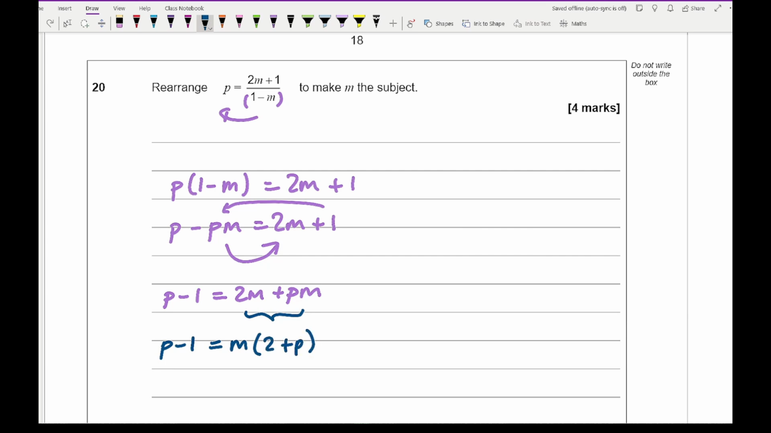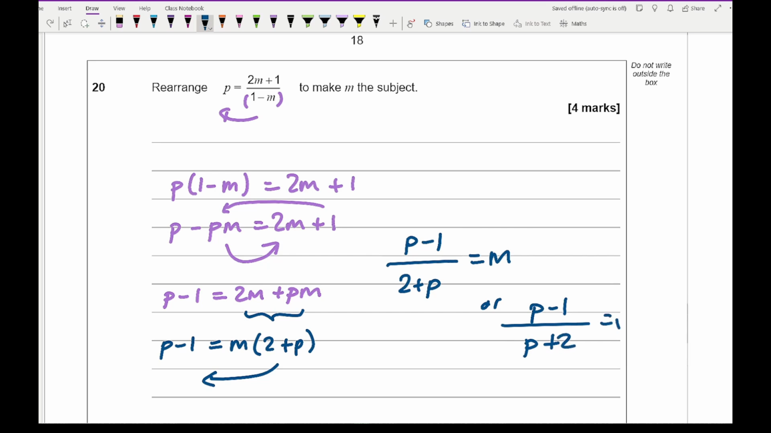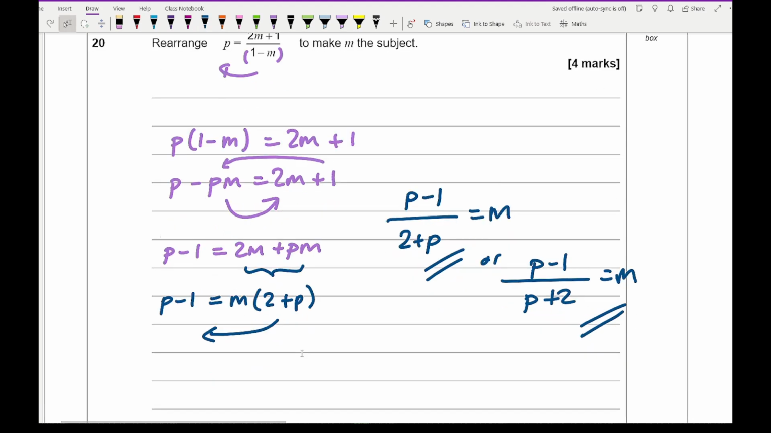And then from this, I can take this bracket over to the other side. So I'm left with (p minus 1) over (2 plus p) equals m. Now, alternately, you could write it as (p minus 1)/(p plus 2) equals m, but any of those answers would be absolutely fine.